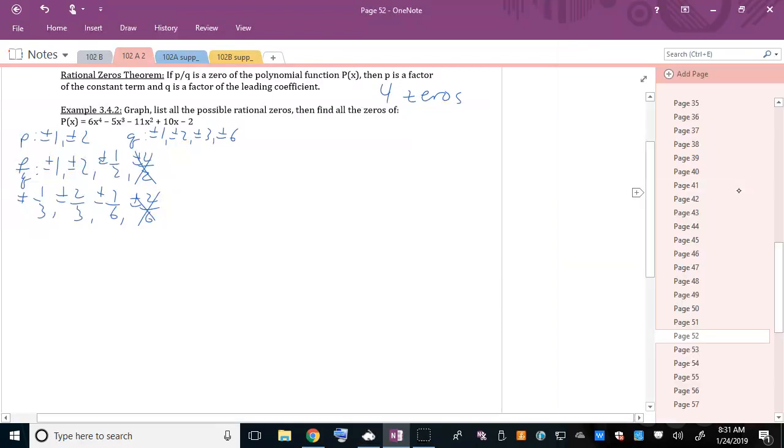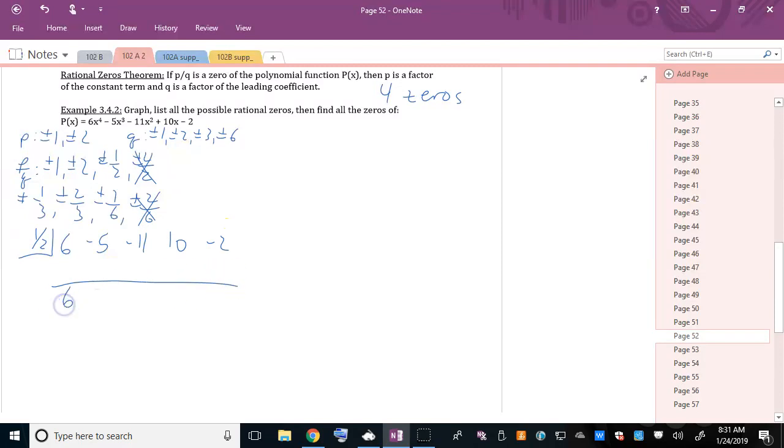I'm going to start with the least painful of my fractions, so let's pick 1/2 and see what we get. So 6 times 1/2 is 3, plus -5 is -2, times 1/2 is -1, plus -11 is -12, times 1/2 is -6, plus 10 is 4, times 1/2 is 2, and I get a remainder of 0. So yay, looks like 1/2 does work. Let's look at that quotient though. That is not a quadratic. That's a cubic.